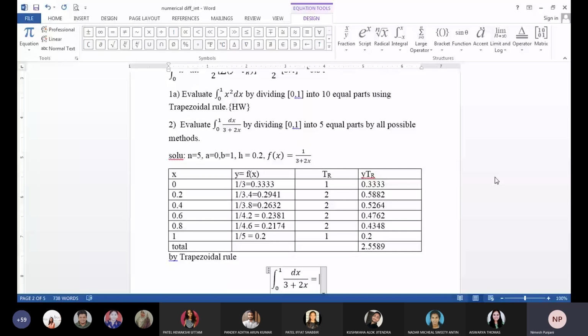So by trapezoidal rule, this integration is given by h by 2 summation of YTR. So this h is 0.2 divided by 2 summation of YTR, 2.5589. So 0.1 times 2.5589, it is 0.2559.